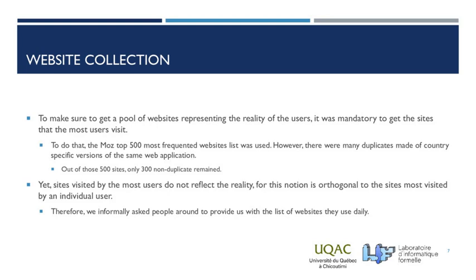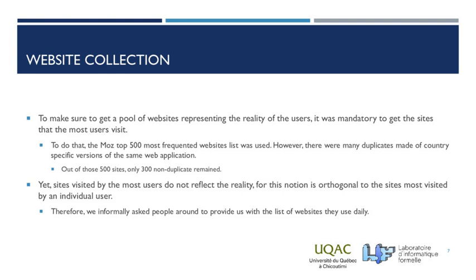The website collection step was made from two sources. The first is the list of the Moz Top 500, which represents the 500 most frequented websites in the world. However, this list contains many duplicates, for example, Amazon Canada, Amazon USA, Amazon France, and so on. Once a single representative URL of each site was kept, we were down to 300 distinct websites.